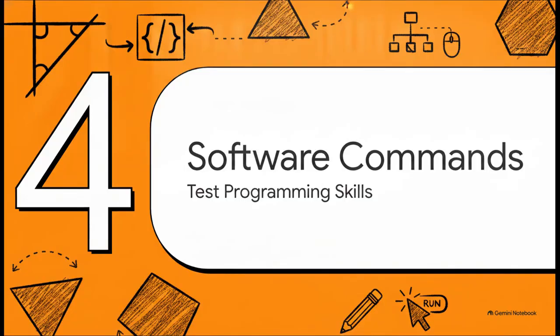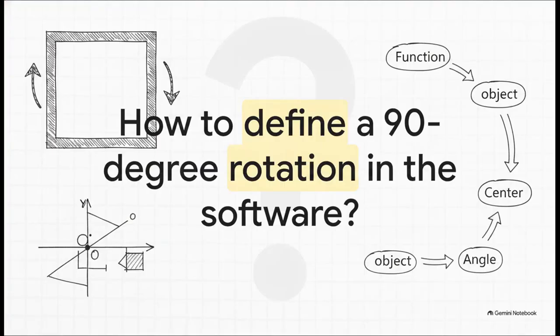Section 4. Formative check. Software commands. Test your programming skills. All right, think about the inputs and the strict syntax required by the software to command this specific transformation. If you wanted to apply a 90-degree counterclockwise rotation around the origin point (0, 0) to any given object x, what exactly would you type into the Desmos expression list? Take a quick second to think about all the pieces you need: the name of the function, the object itself, the center, and of course, the angle.